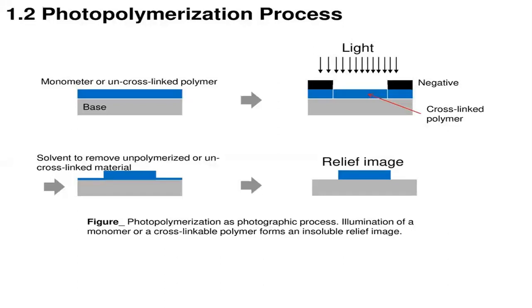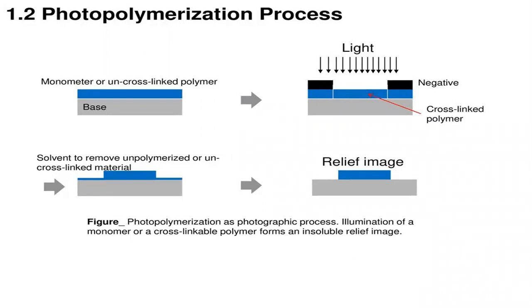So the ultraviolet light is passing through the cross linked polymer. You can observe there is a negative photoresist applied on the cross linked polymer. It is then treated with a solvent to remove the unpolymerized, uncross linked material. And finally I get the relief image from this photopolymerization process.